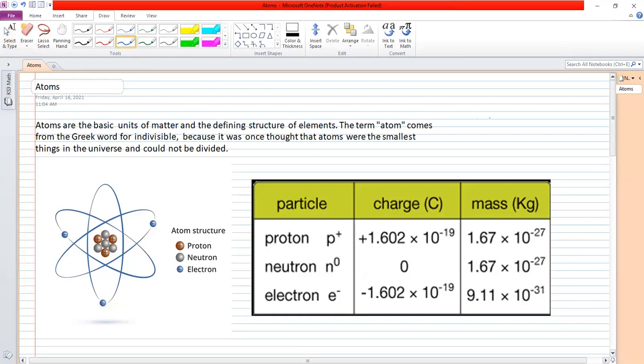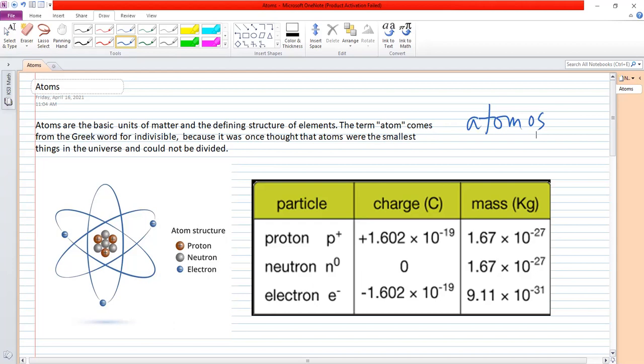atomos, which means indivisible. Okay, because before it was thought that atoms were the smallest particle, but after years, it was discovered that atoms are composed of different particles, which we call the subatomic particles, which are the proton, neutron, and electron. Okay. Now this one is a basic structure of an atom.